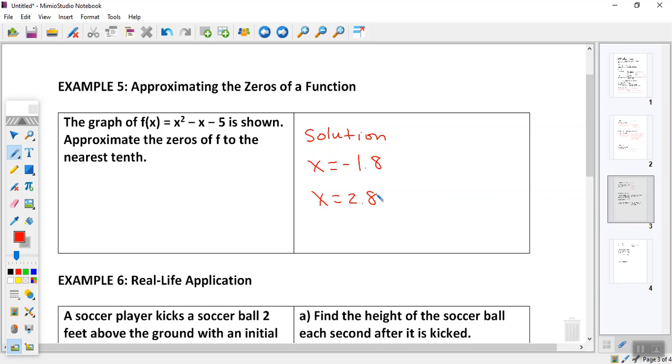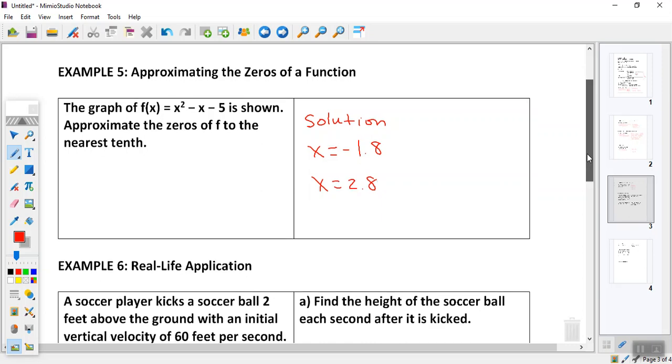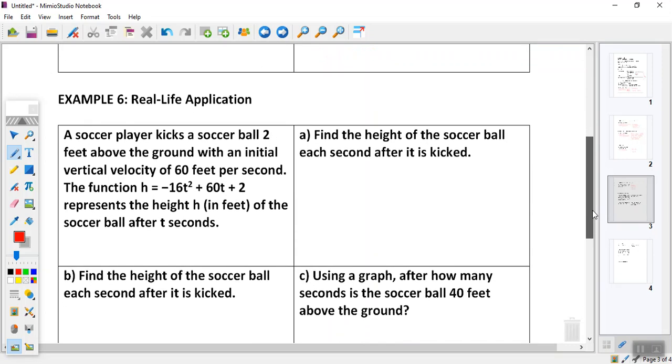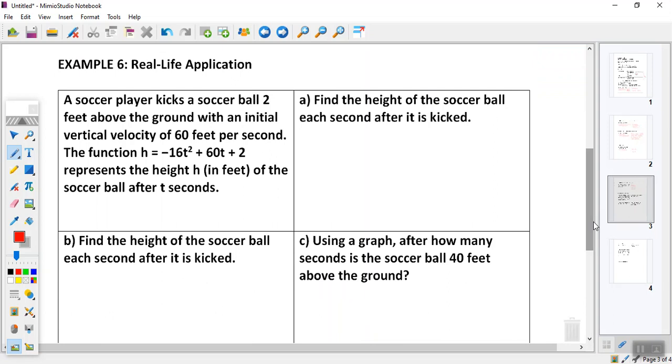So let's put this into action right here, kids. The soccer player kicks a ball 2 feet above the ground with an initial vertical velocity of what? Okay. The function h equals negative 16t squared plus 60t plus 2 represents the height in feet of the soccer ball after t seconds. Okay? So part A says find the height of the soccer ball each second after it is kicked.